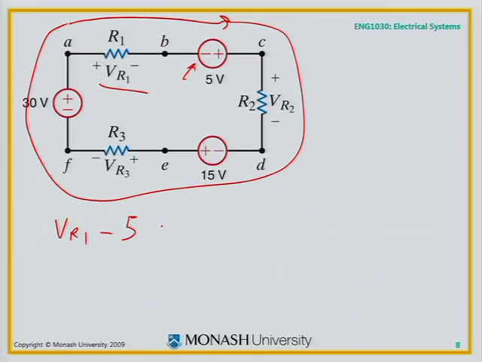And then I come to the resistor R2, this thing here, and I write plus VR2. Then I'm at the 15 volt source, but I hit the negative first, so I write minus 15. Then I'm at resistor 3, plus first, so it's plus VR3, minus 30 equals 0. That's it. That's Kirchhoff's voltage law around the loop.